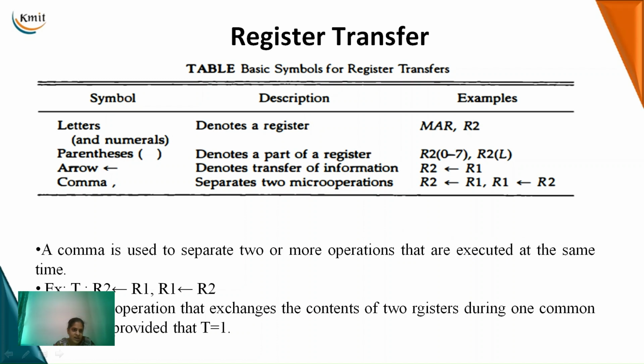Okay, so if you see here, these two operations denote an operation that exchanges the contents of two registers. So the contents of the R1 register are first moved to the R2 register, and R2 is moved to the R1 register. So this is about registers and register transfer.